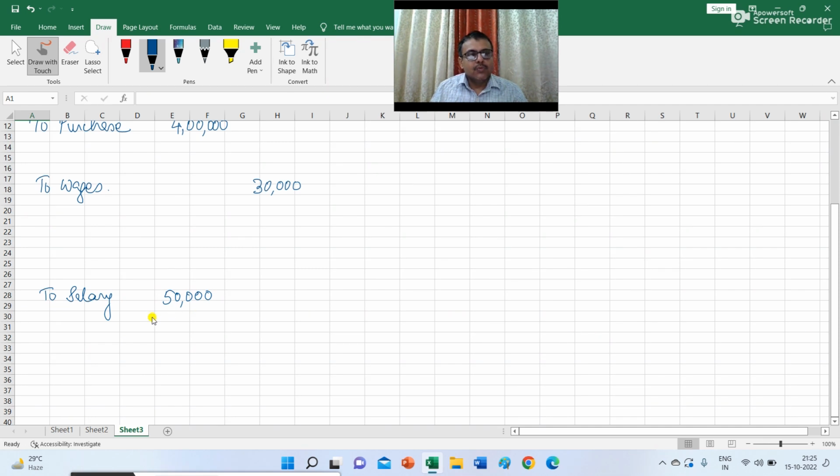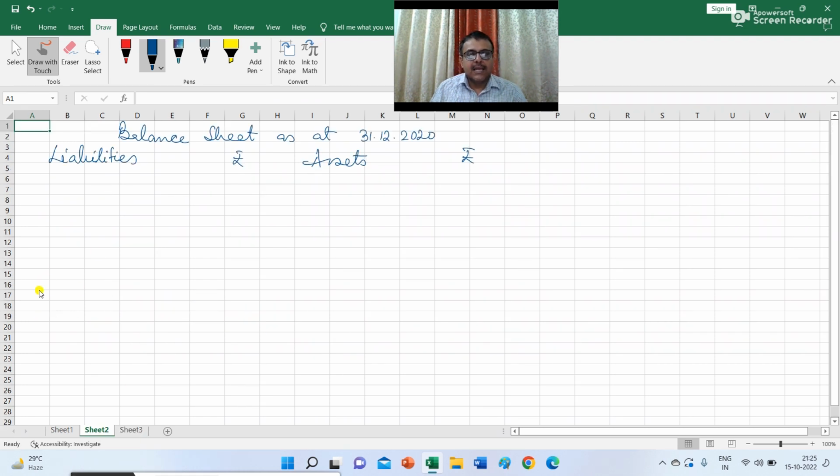So the amount which is given in the salary is 50,000 as shown in the trial balance, and there is an outstanding figure of 20,000. So I have to add up this value of 20,000 here, and 70,000 will be debited to the PL account, and on the liability side I have to show salary payable or salary outstanding. The amount is 20,000.